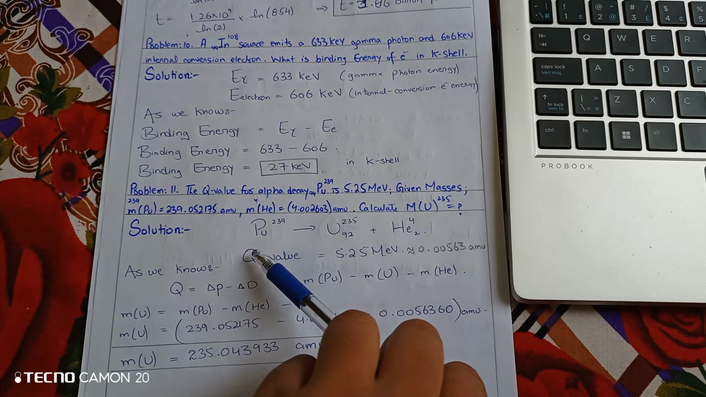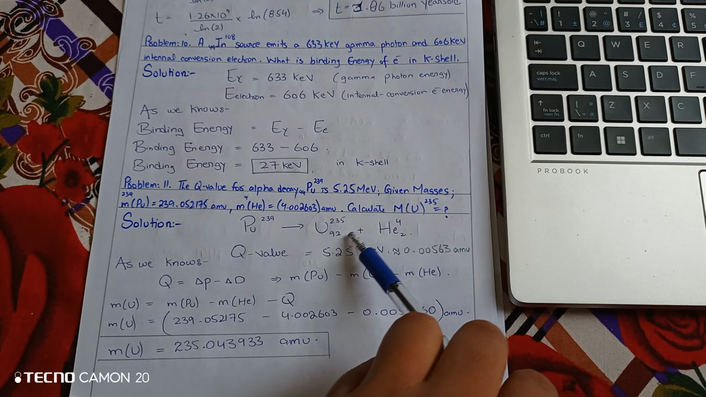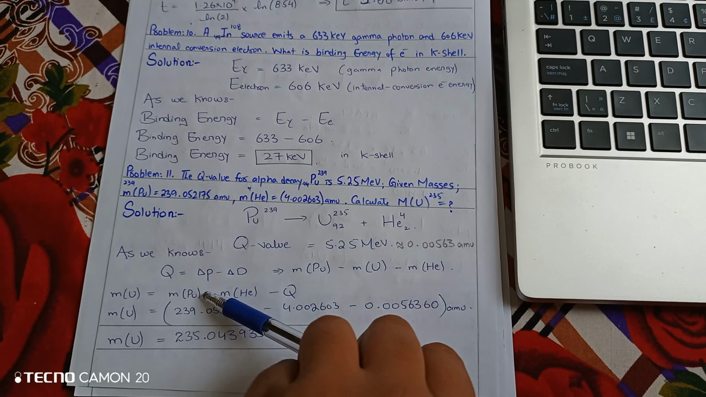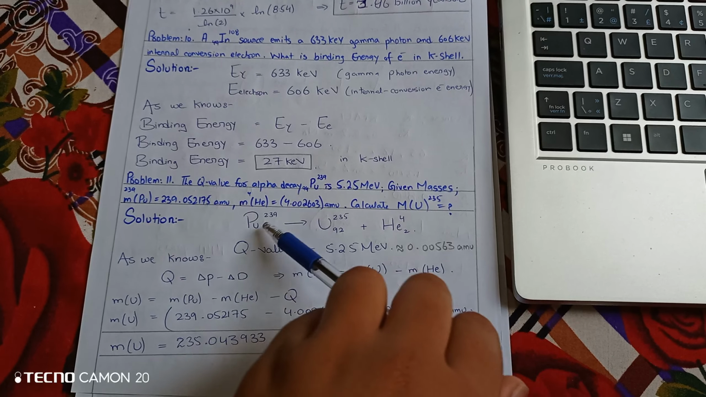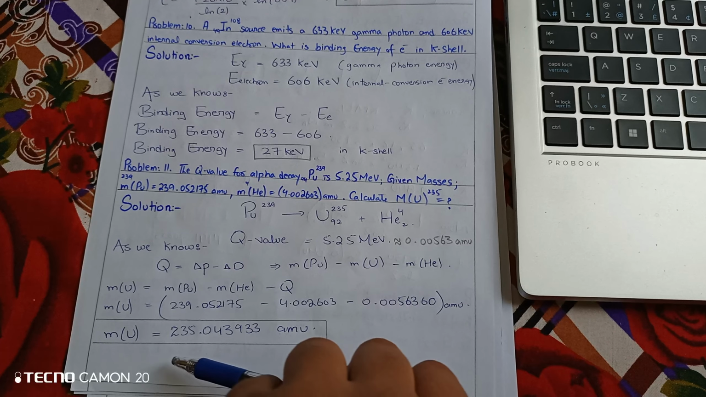The Q value is given. You know that plutonium decays into uranium 235 92 plus helium. And you know that the Q value for alpha decay is always parent minus daughter. So parent is plutonium minus uranium minus helium. The Q value is given.